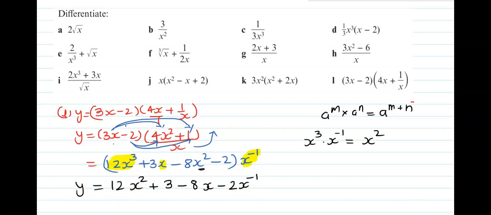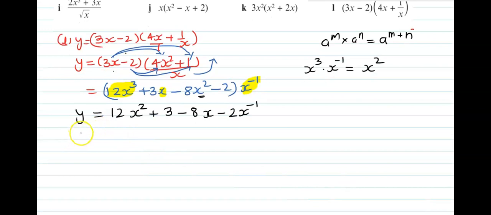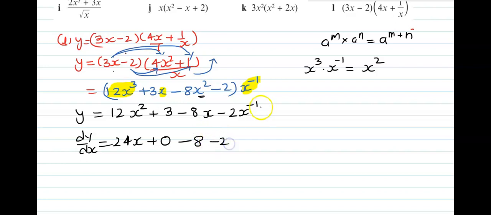If we differentiate now, dy over dx: differentiation of this, 12 times 2 is 24x. Differentiation of any constant number will be 0. Differentiation of minus 8x will be minus 8, and of minus 2x minus 1, this minus 1 comes forward and it will be x to the power minus 1 minus 2. So your final answer is 24x minus 8, minus 2 and minus 1 becomes plus 2, x minus 2, or you can write 2 over x square. So this should be your answer.